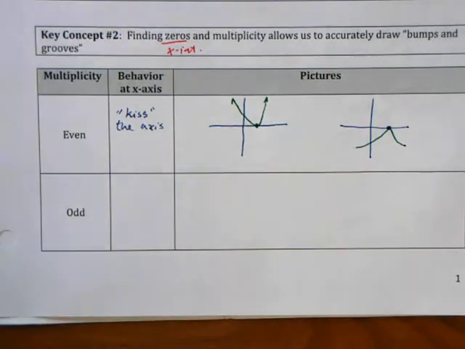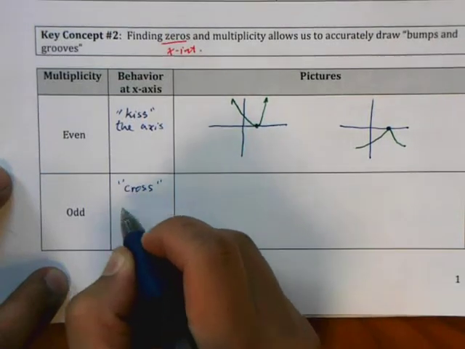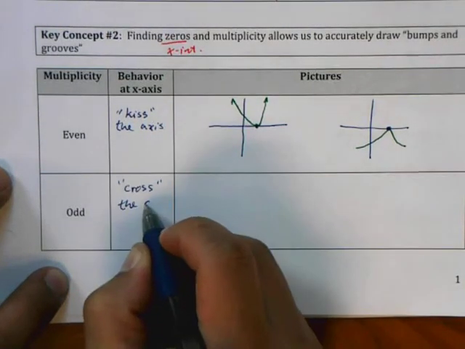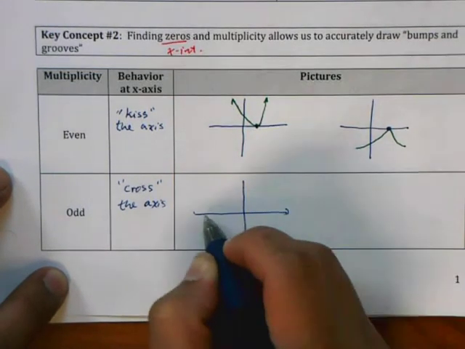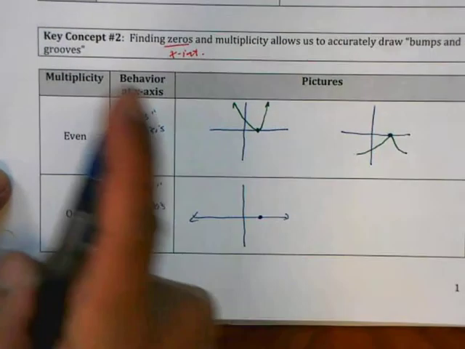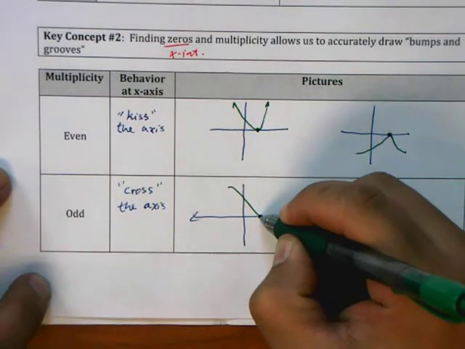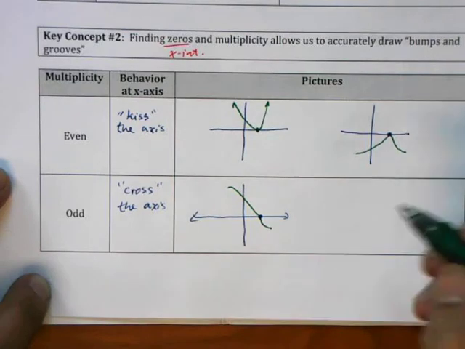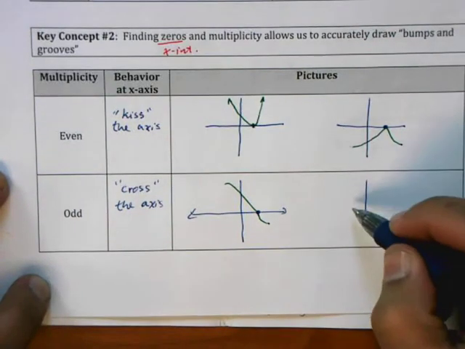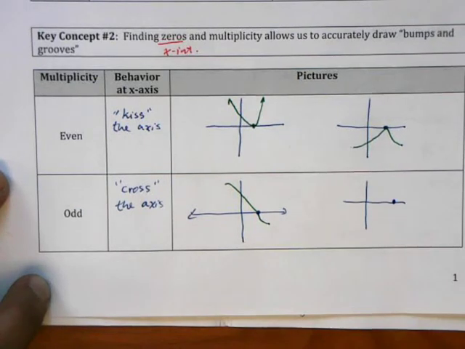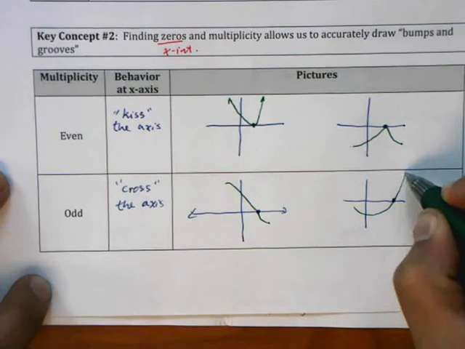Now, if you have something that has odd multiplicity, then it's going to cross the x-axis. So if it was a zero with an odd multiplicity, and let's say this was your zero, the graph will approach it, touch it, and then keep on going. Same thing if you were to have that same zero point right here. It might come from the other direction, come up, touch it, and then keep on going.